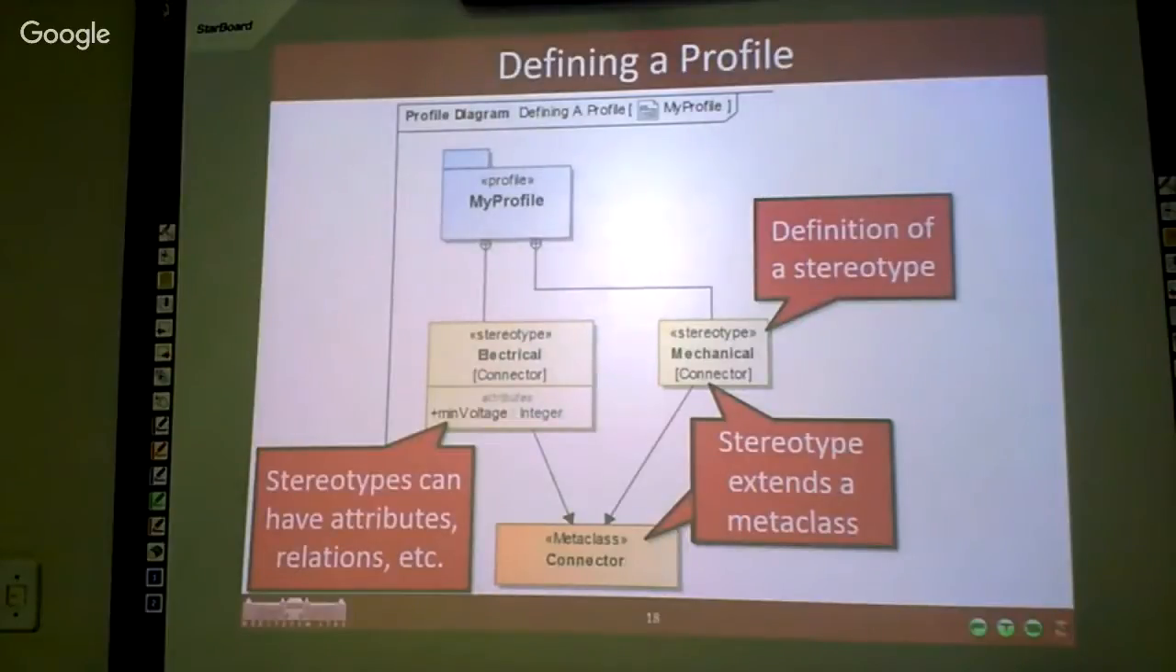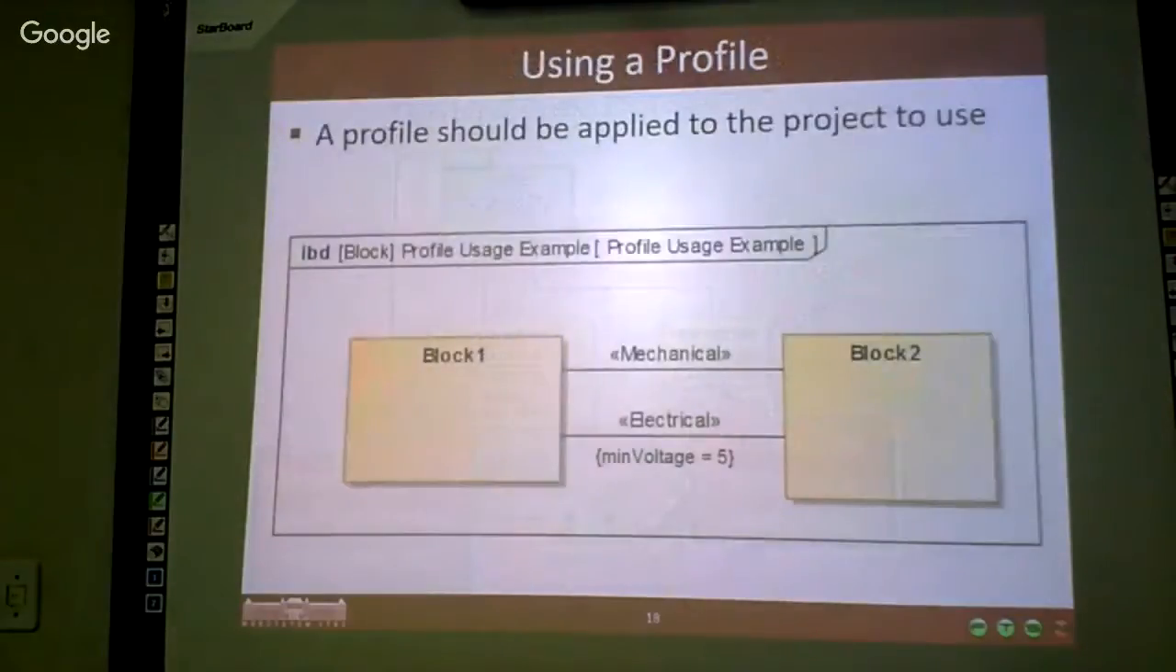So here you can see an example profile where we define stereotypes with attributes and relations, and these stereotypes extend a meta class. And then when we use instances of this meta class, then we can use those attributes that were defined in the stereotype.